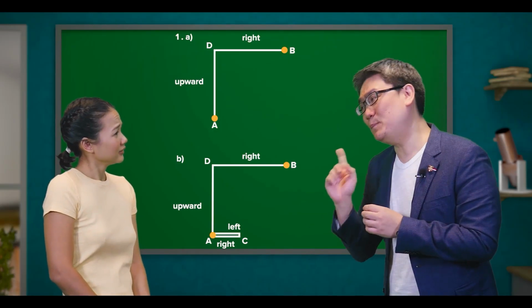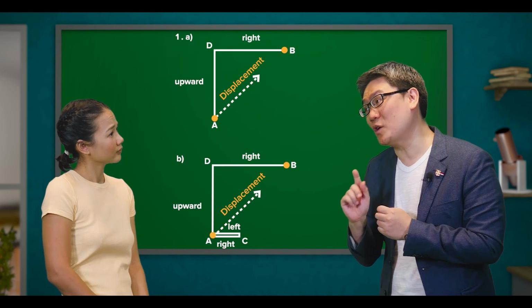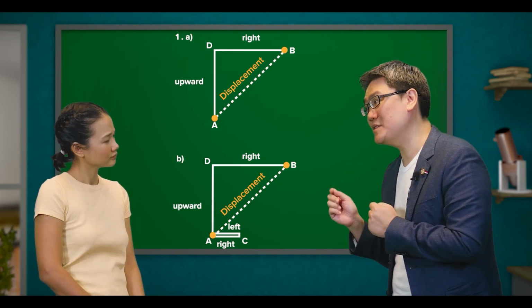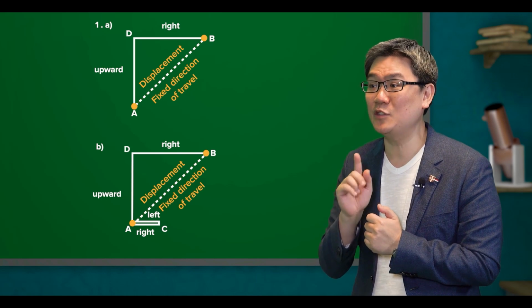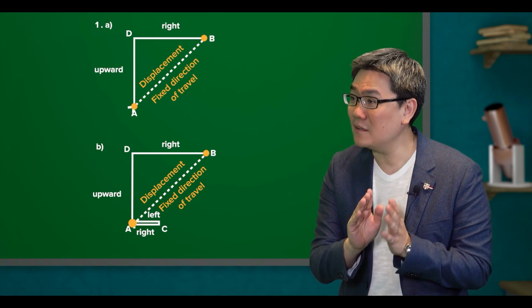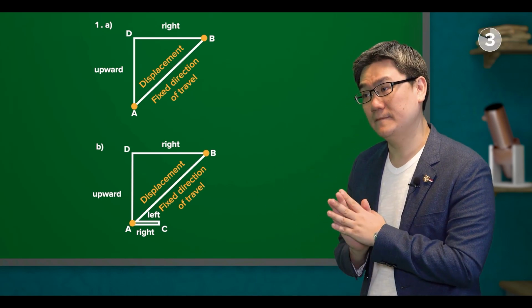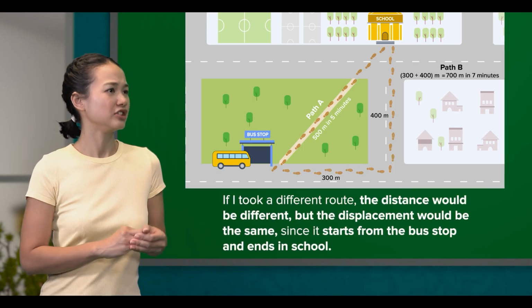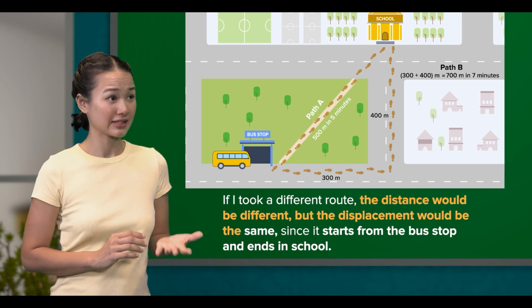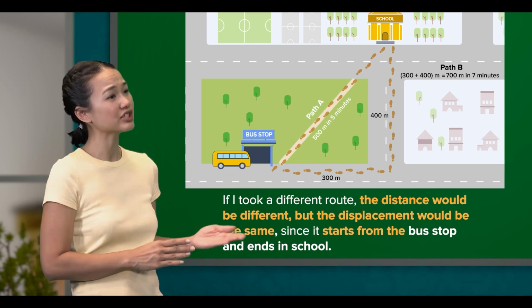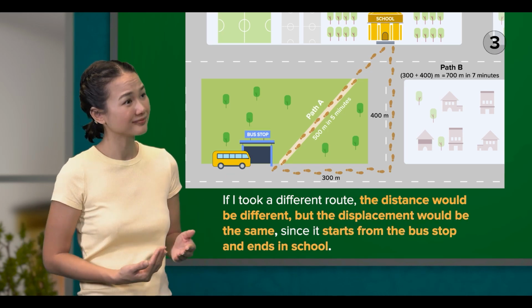But because displacement is defined as the shortest distance between 2 points, there must be a fixed direction that you would need to take to get from the start to the end point. So, if I took a different route, the distance would be different, but the displacement would be the same since it starts from the bus stop and ends in school.